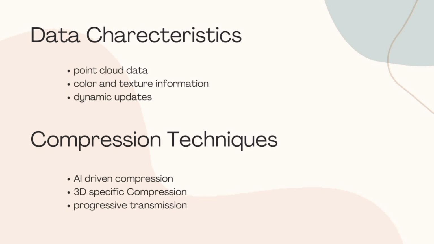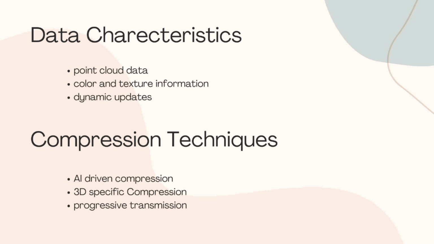Specialized compression methods are designed to significantly reduce the data size while retaining critical visual and spatial details. AI-based models leverage machine learning to identify redundancies and essential features in holographic data. They use advanced neural network architectures to achieve high compression ratios while maintaining the data integrity.